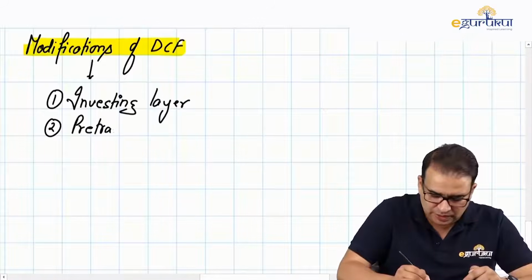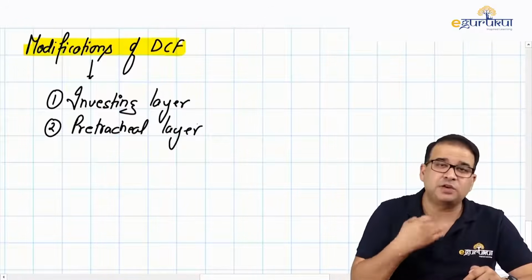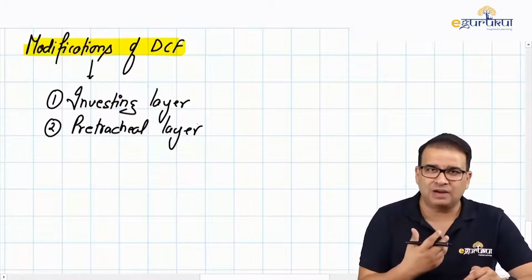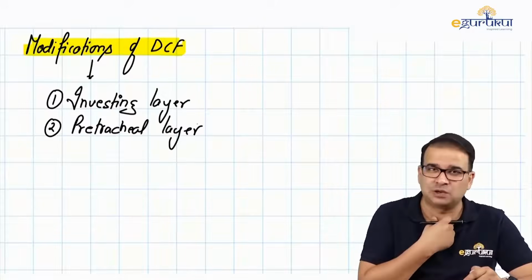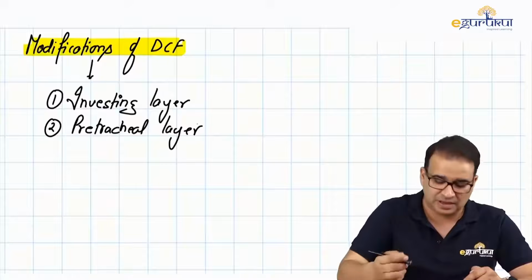Then we have the pretracheal layer. Pretracheal, again, is present in front of the trachea. The pretracheal layer is mainly enclosing the thyroid gland, although we have a muscular part of the pretracheal layer, which we'll discuss, enclosing the strap muscles also. But the major part of the pretracheal layer is enclosing the thyroid gland. It is in front of the trachea.